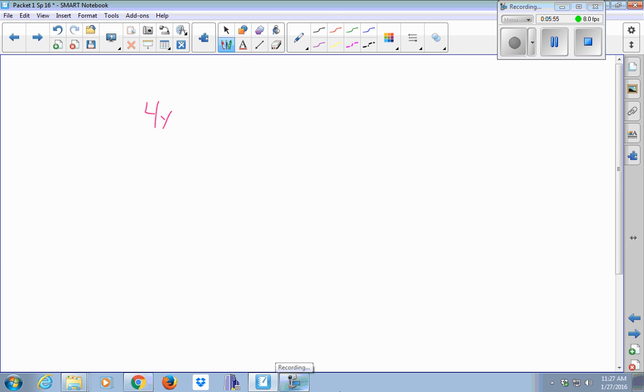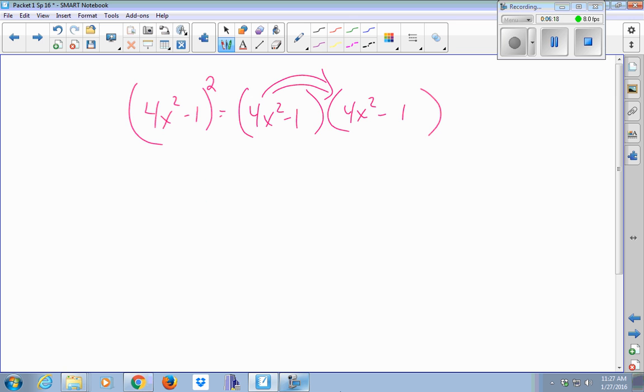We got 4x squared minus 1, the whole thing squared. The first thing you say is, I'm not falling into the trap and thinking I square each one of these because I have subtraction or addition. So that's the first thing you need to clarify. So you're just applying what it means to square something, which means you have two identical factors that you're multiplying. So you do 4x squared times 4x squared, which is 16x to the fourth.